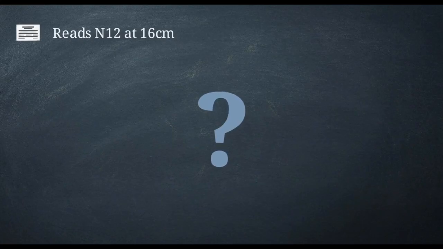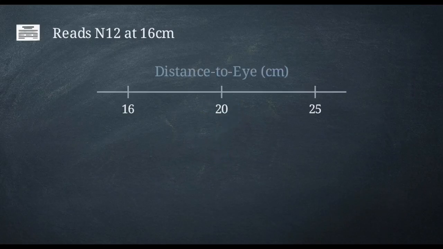Let's increase the complexity with a non-standard near distance. A patient reads N12, but they have to hold the text at 16 centimeters. What is their 6-meter equivalent? We handle the distance component first. To get from their holding distance of 16 centimeters back to our baseline of 25 centimeters, we move 2 geometric steps, from 16 to 20 to 25.